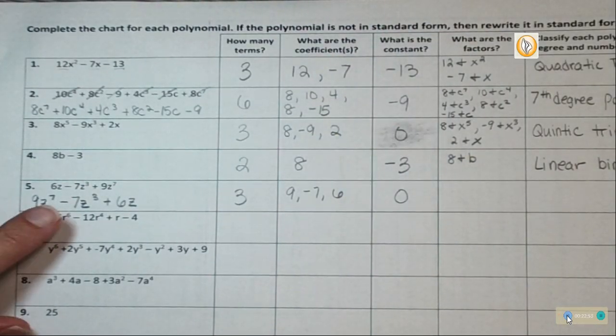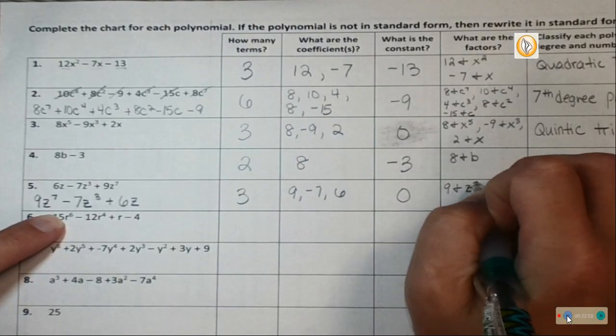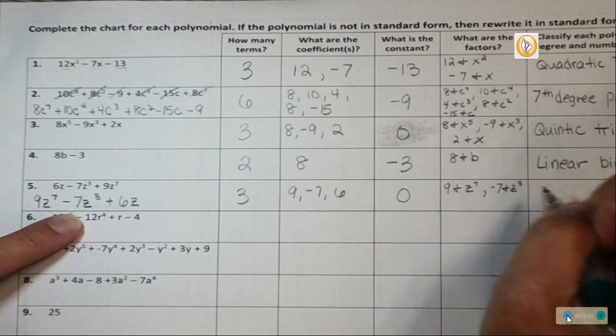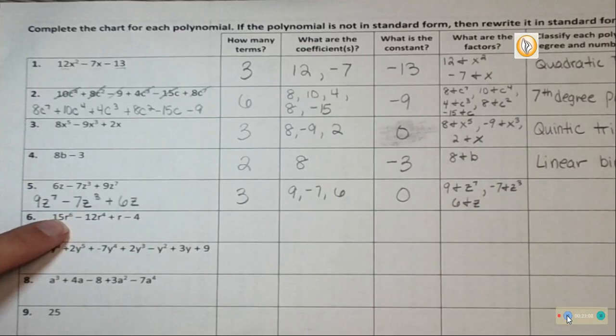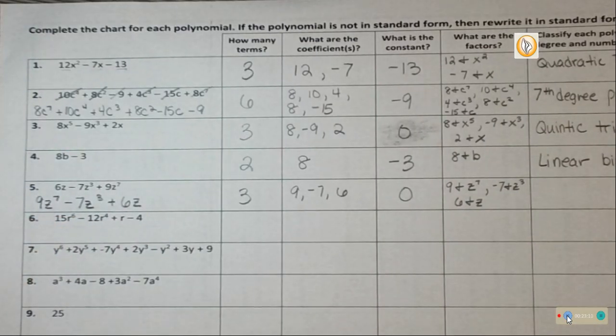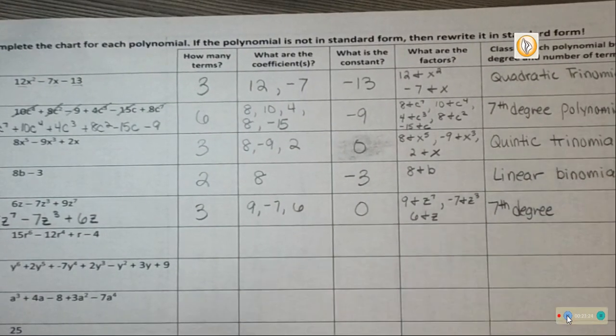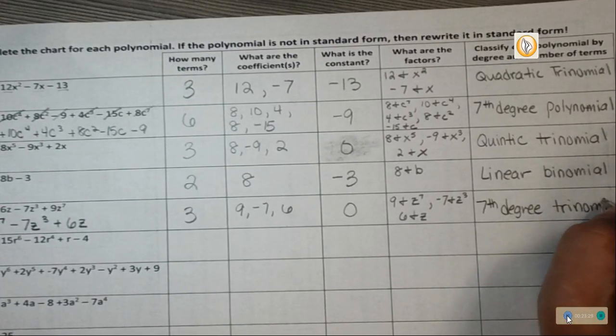All right, so my factors, things that are multiplied together, that would be 9 and z to the 7th are multiplied together. -7 and z to the 3rd are multiplied together. And 6 and z are multiplied together. Classifying by degree, you look at your highest exponent. What is your highest exponent? 7. So what's its name? 7th degree. And how many terms do we have? 3. So that makes this a trinomial. 7th degree trinomial.